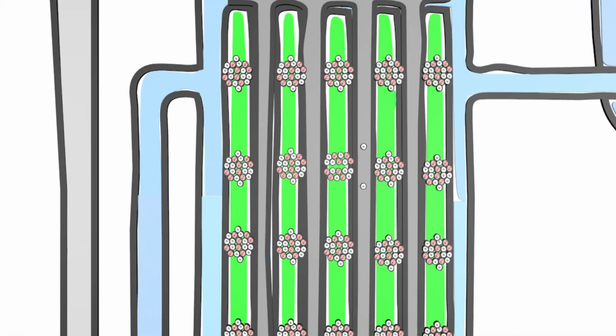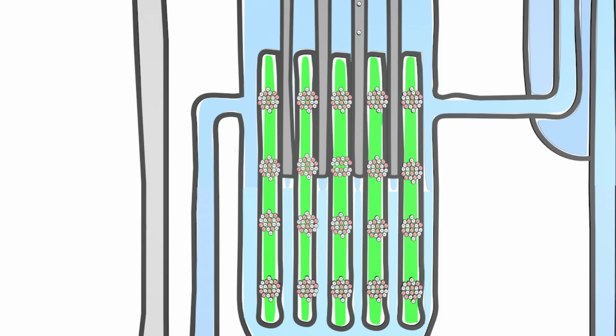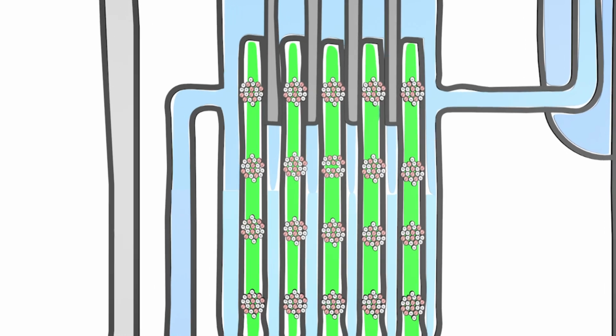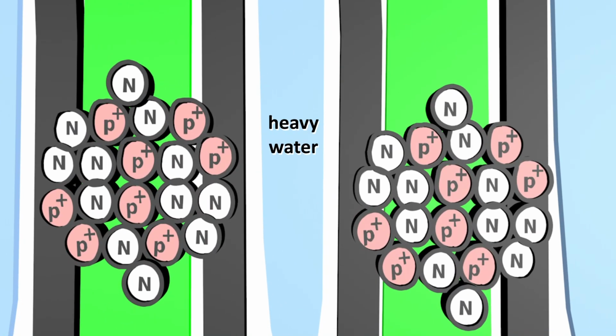If you want the nuclear power plant to produce electricity, you remove the control rods between the fuel rods. So-called heavy water is now located between the fuel rods. But what is heavy water and what is the difference to normal water? Water consists of H2O molecules. That means 2 hydrogen atoms and 1 oxygen atom.